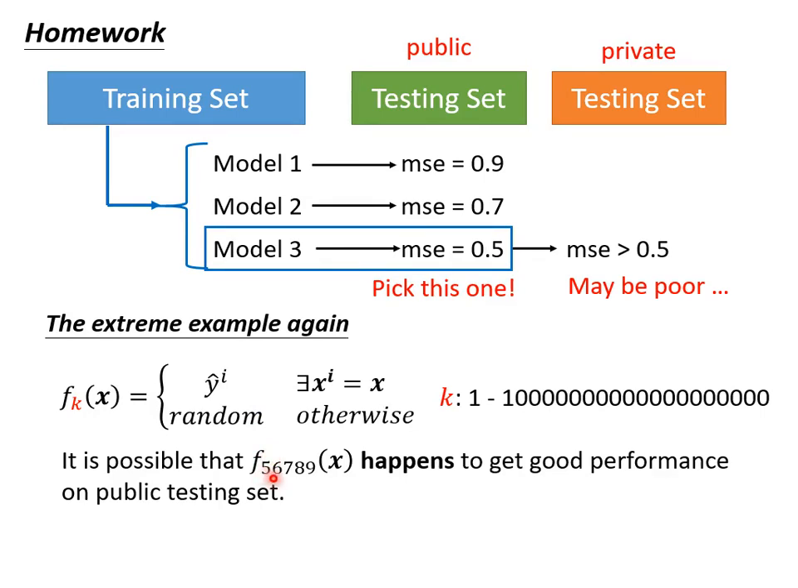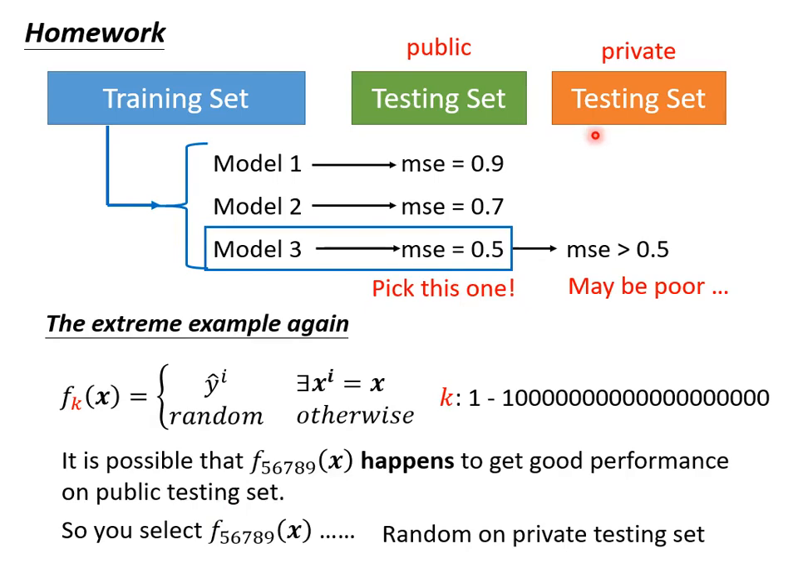So maybe for model 56789, the function it finds happens to match the test data. So it gives you a good result. Then you will be very happy to think that model 56789 is a good model. This good model gets a good function. Although it's actually random, this good function gives us good results on testing data. So you think that the result is good. I choose this model, this function, as the result of the last upload, as my final result, on the private testing set. But if you do that, you often get very bad results.